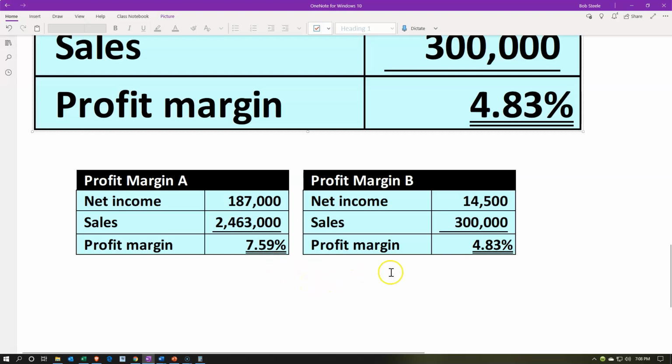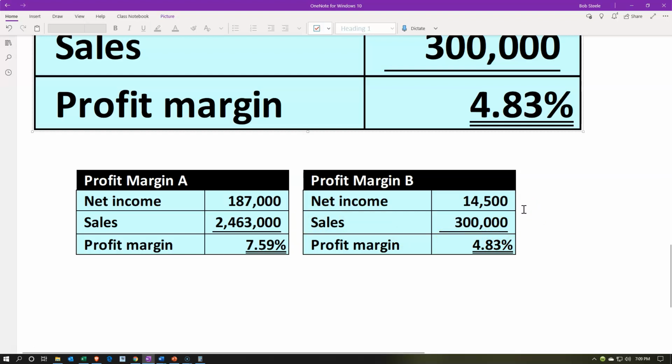If these were, for example, two different companies, Company B might be trying to benchmark to Company A. Company B might be saying, hey, look, Company A is a company we're trying to emulate in some way, and I want to compare my data to their data. And we couldn't do that with the net income or the sales, because the sales are much higher in Company A than Company B. But Company B could do this comparison.